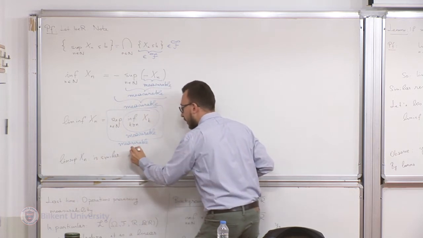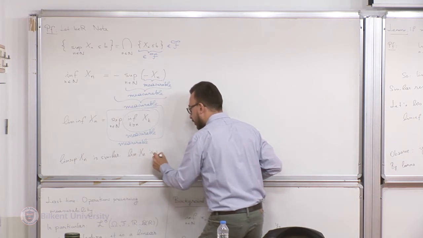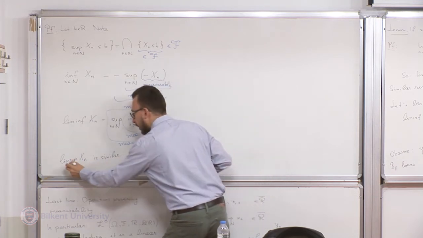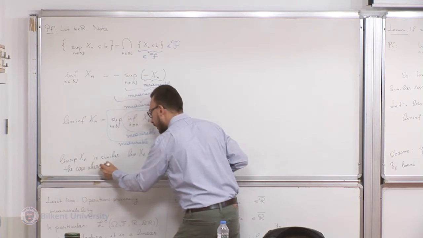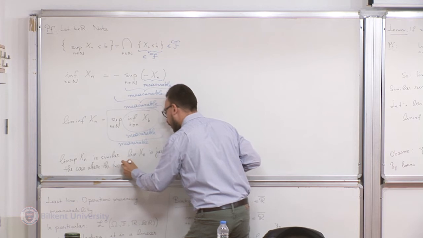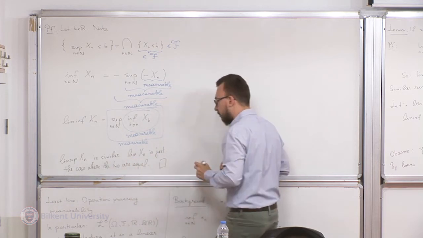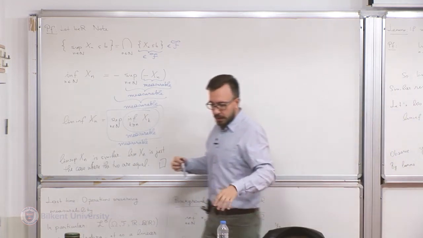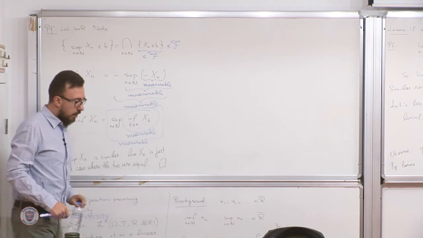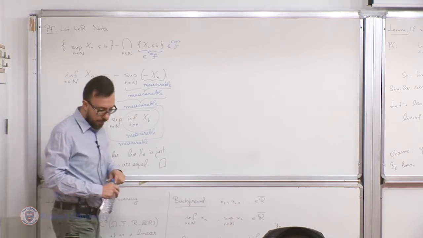And limit is just the case where it exists, so it is just the case where the two are equal. So if they are equal all the time, this means it is also measurable because it is the liminf and also the limsup.